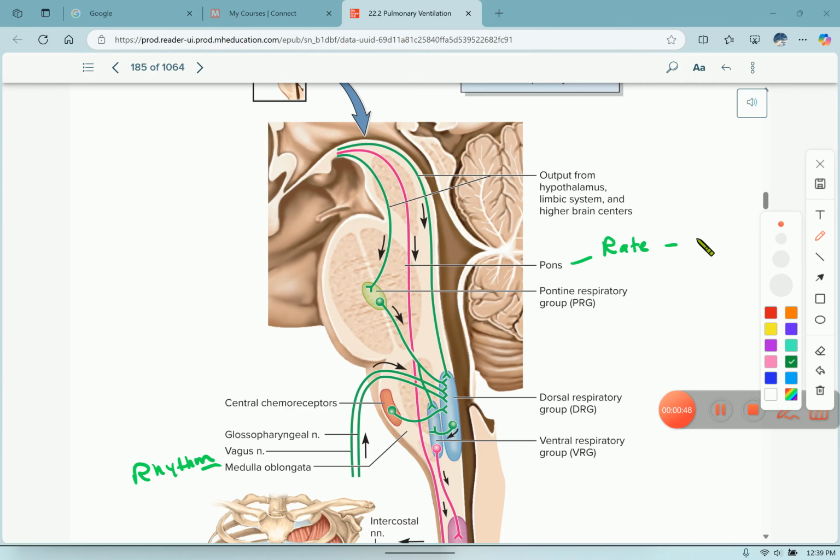Okay, so for example, the rate would be 12 breaths per minute. So that would be the function of the pons. And the rhythm has to do with muscle control. Okay, so is it choppy? Is it smooth? All right, so that's going to be the medulla, is to set the rhythm of the breathing.